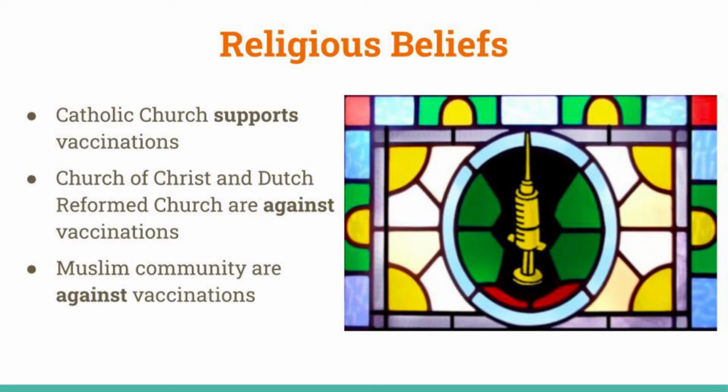Christian Scientists of the Church of Christ and the Dutch Reformed Church are just two examples of largely practiced religions in the United States that are openly against vaccinations. Other religions are against vaccinations because of their diet. For example, Muslim religious authorities believe vaccinations are unacceptable because vaccines contain pork-derived products.